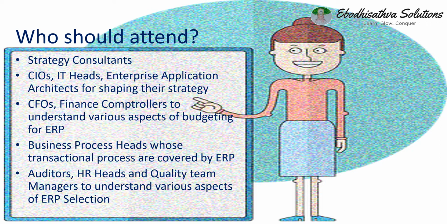It will be very useful for the business process heads whose transactional processes are covered by ERP to understand the level of automation ERP can bring in, the amount of changes ERP can bring in, and the most suitable value they can gain because of the automation. A lot of other functional people like auditors, HR heads, and quality team managers can attend this course to understand various aspects of ERP selection as it impacts the organization and also the employees at large.